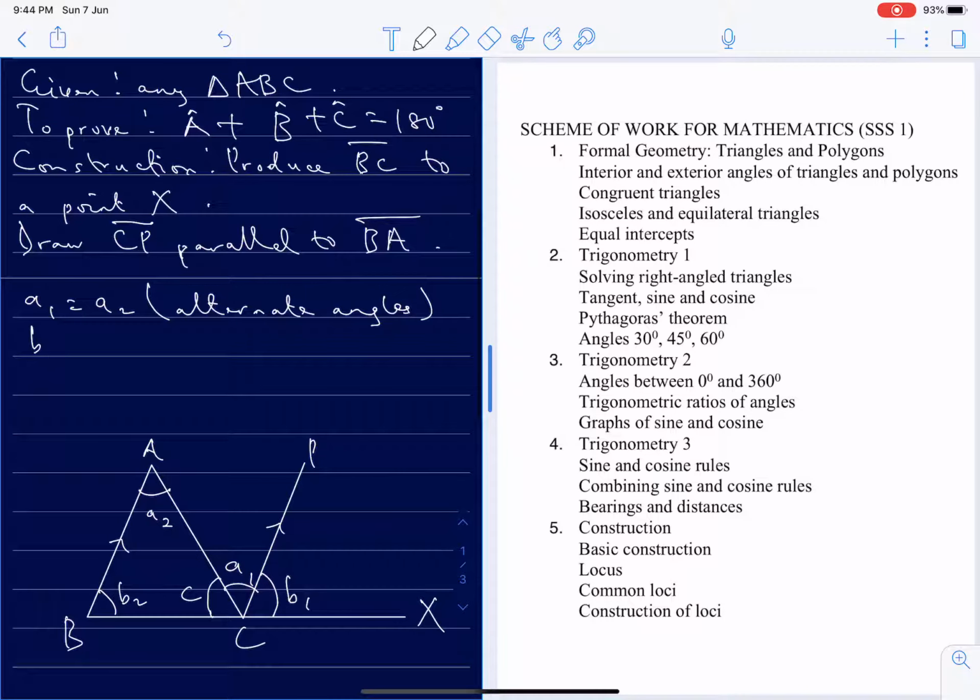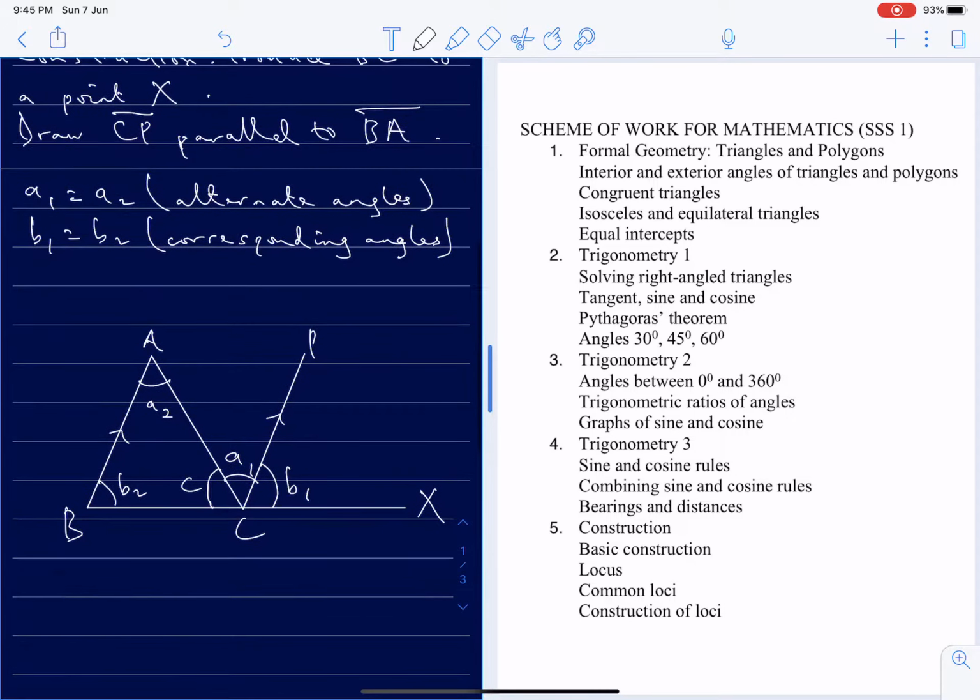Now angle B1 is also equal to angle B2. The reason for that is because they are corresponding angles. You remember that from junior secondary school. Corresponding angles are equal. Angle B1 is equal to angle B2 because they are corresponding angles.